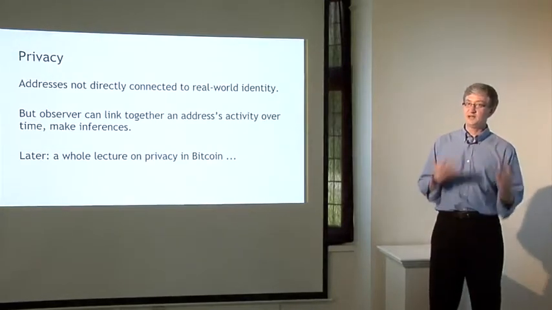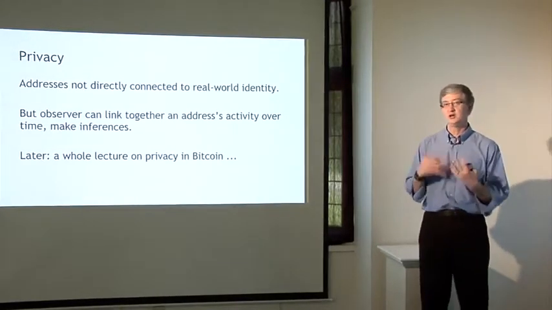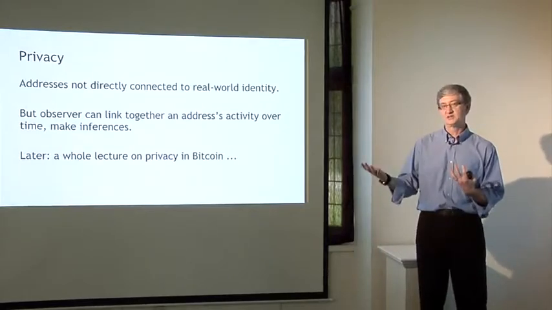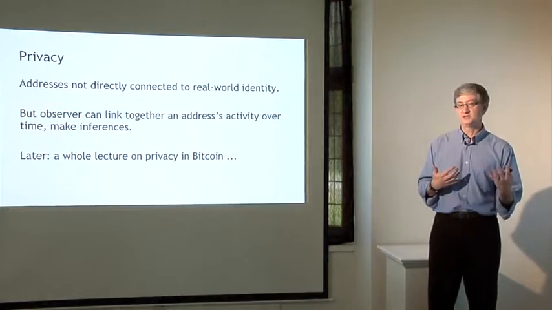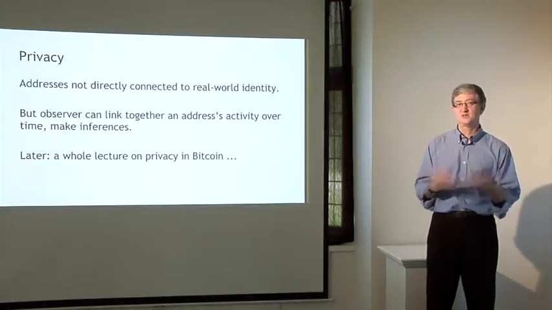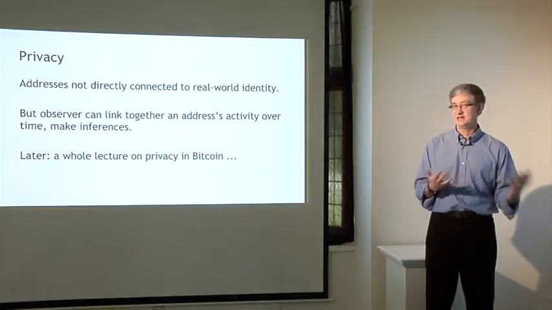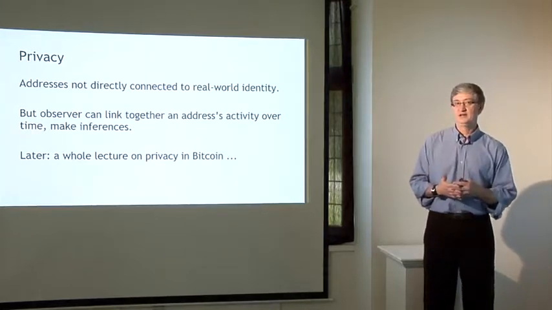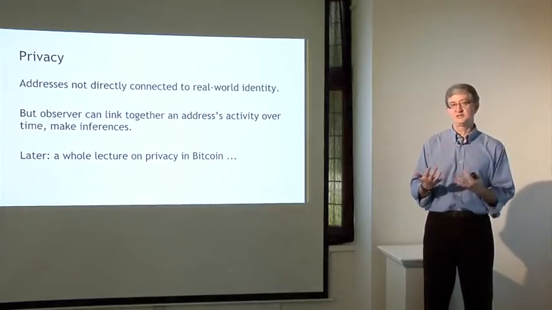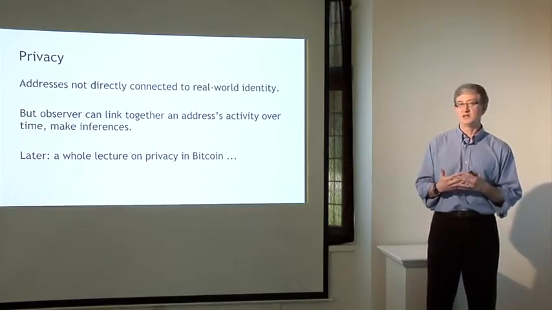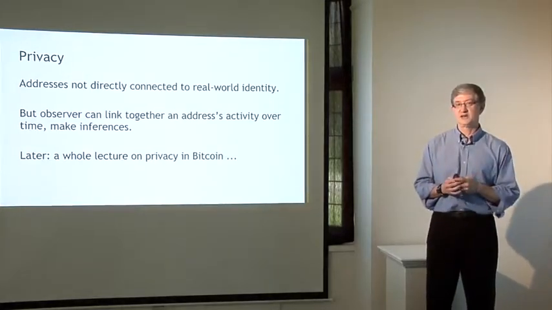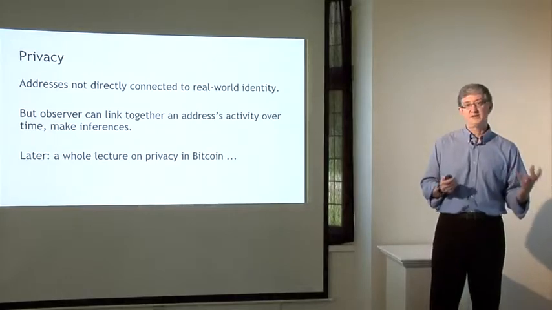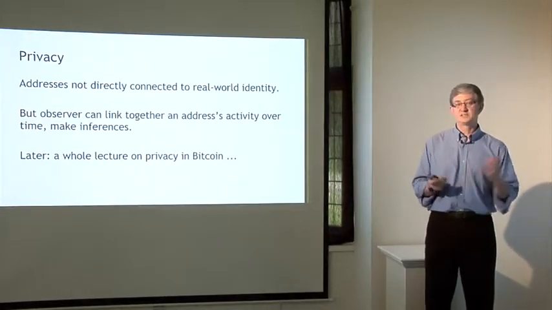And so this balance between, on the one hand, there being no initial tie to real-world identity, and on the other hand, a pattern of behavior of an address emerging over time, and the question of what can be inferred and which dots can be connected, gets pretty complicated. And that's really the question of privacy in a cryptocurrency like Bitcoin. And there's a whole lecture about that later on, so I'm not going to steal the thunder of that lecture. I just want to give you an idea of how decentralized identity makes privacy a complicated question.